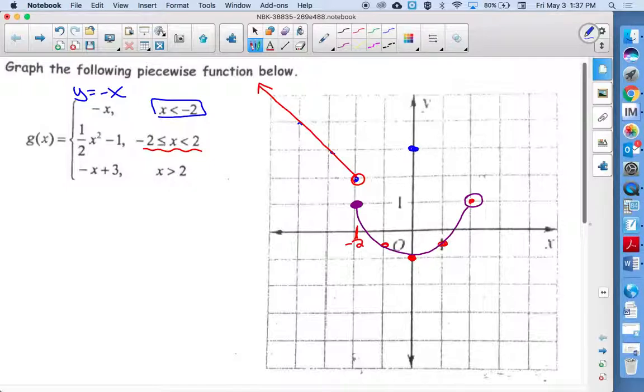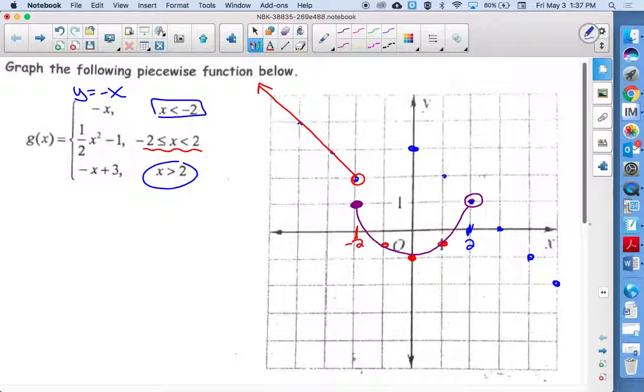Again, I'm going to graph the whole line and then I'll pick the parts of the line that I need. So down 1, right 1, as it's a negative slope. And then finally that last restriction goes back to that positive 2. So here's positive 2. It says greater than, so still an open circle. If it said greater than or equal to, I'd close it.